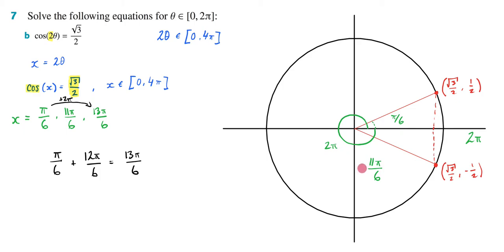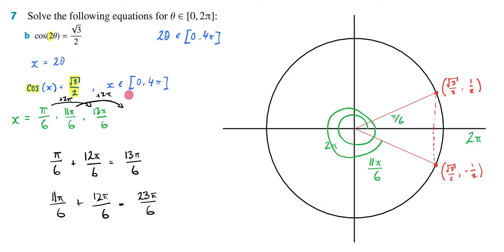Next, I'm going to have to figure out what my next one will be. So I'm going to go around some more until I get to this. So it's going to be 2 pi plus 11 pi on 6. In other words, I'm taking 11 pi on 6 and I'm going forward 2 pi. So I'm taking 11 pi on 6 and I'm plussing 12 pi on 6, which is going to give me 23 pi on 6.